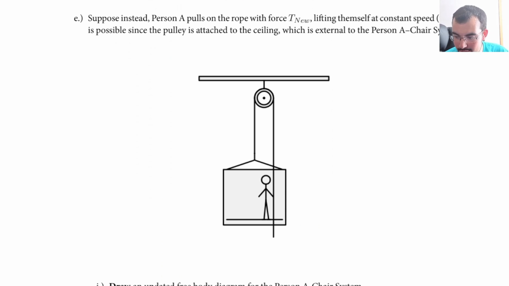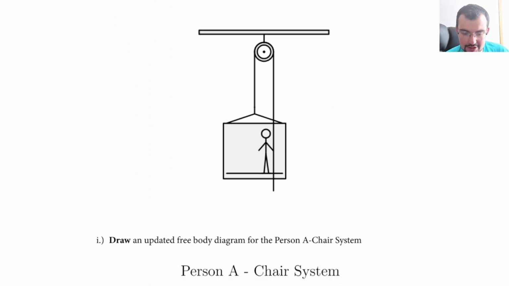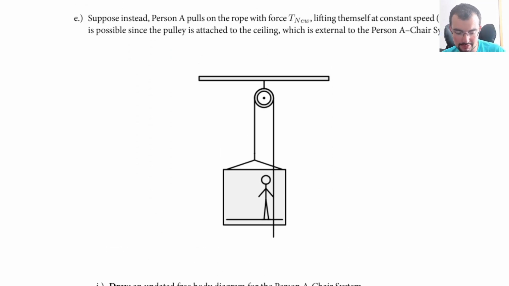Now, this is the more common scenario with the Bosun's chair, where it's actually just a self-propelled chair, where the person is actually doing the pulling. So the person pulls down with T nu, meaning we can trace T nu all the way back here.